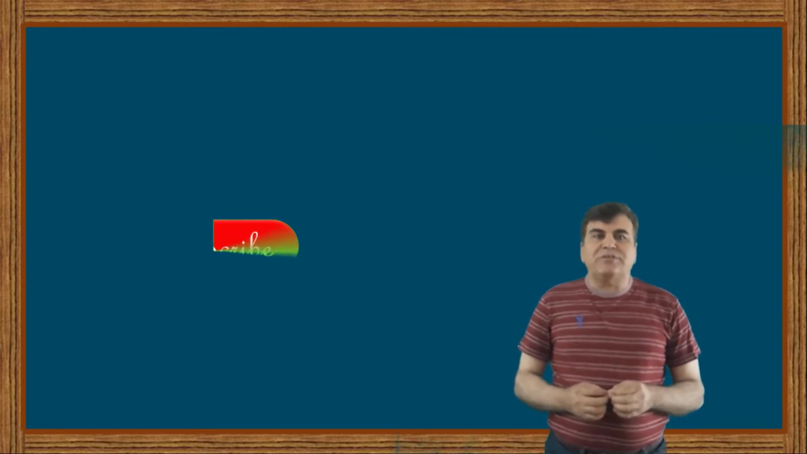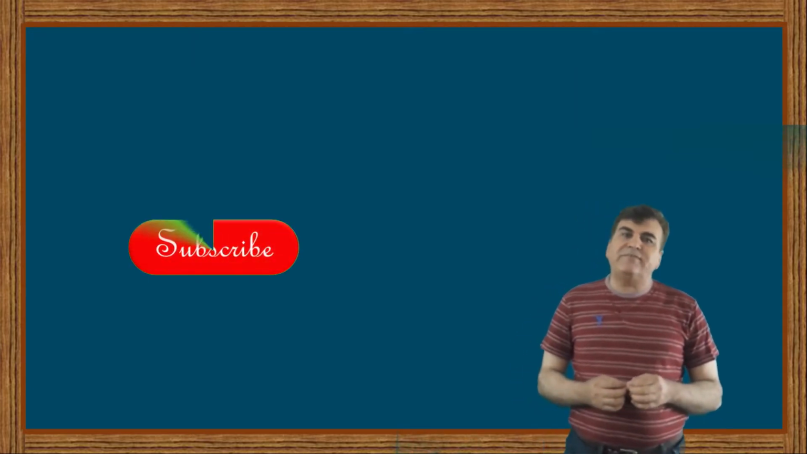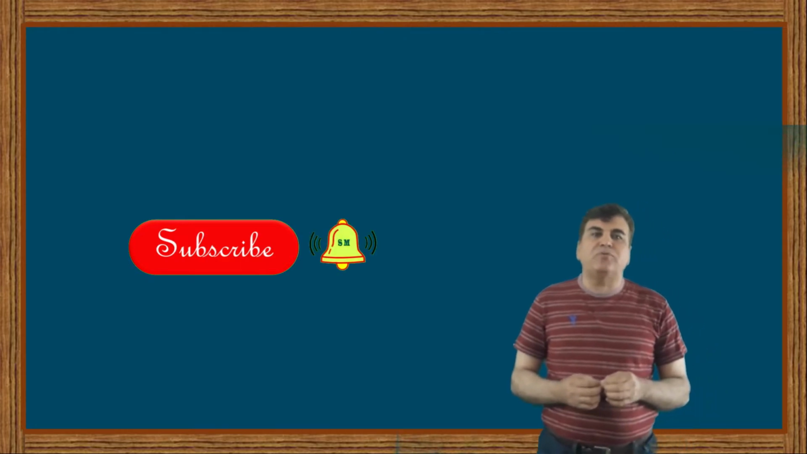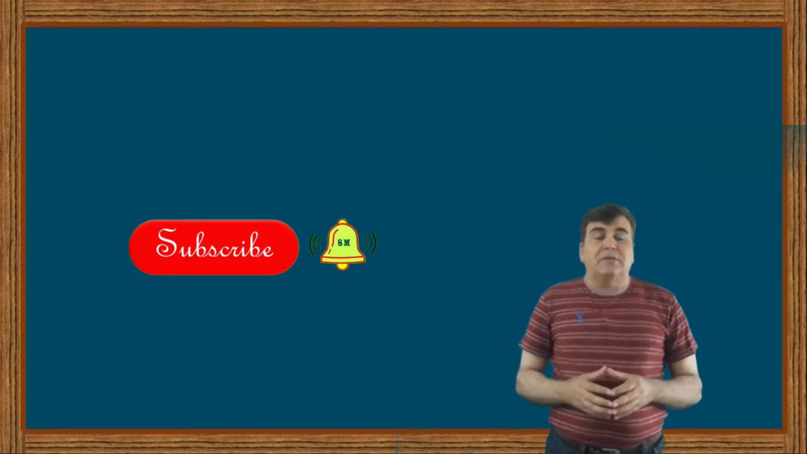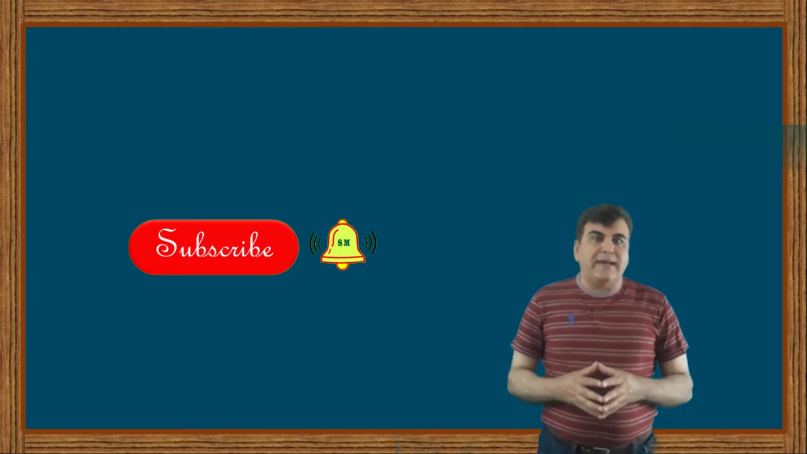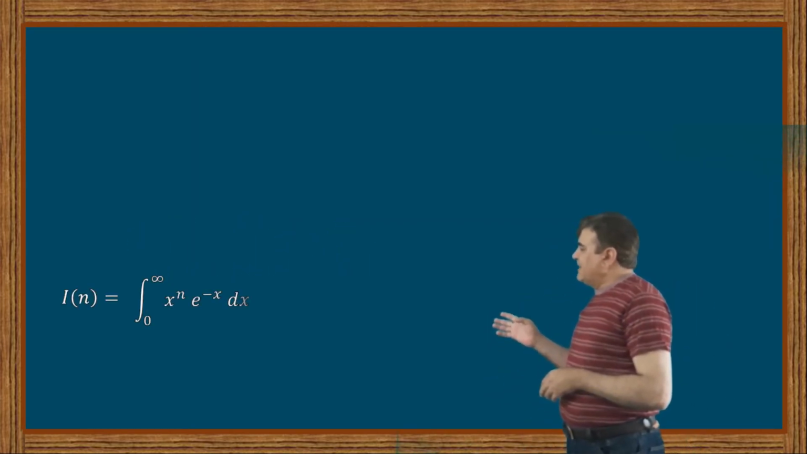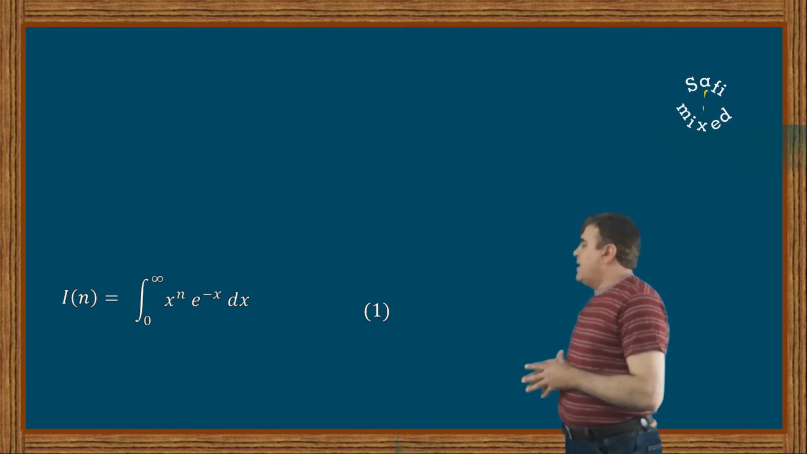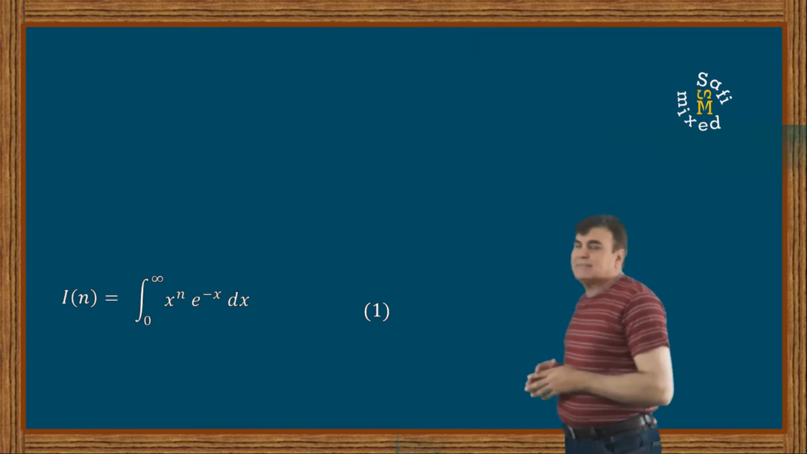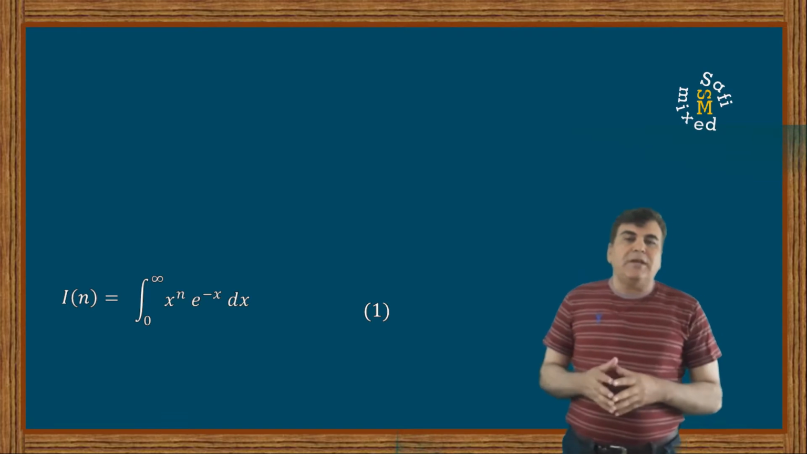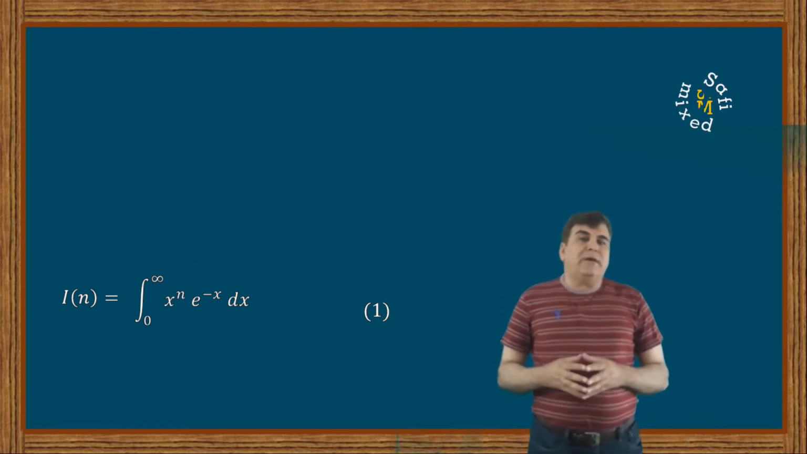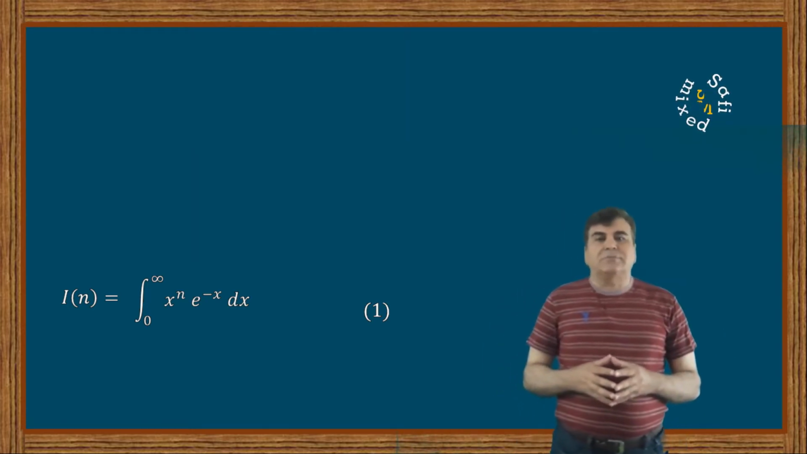In this video, I will evaluate an integral which has a key role in solving different physical models through the approach of statistical mechanics. The form of the integral is given by I of n equals integral from 0 to infinity x raised to the power n exponent minus x dx, where n could be a whole number or a fraction.